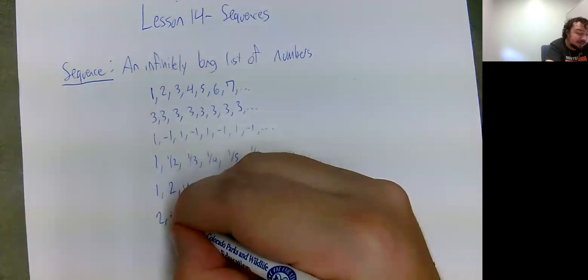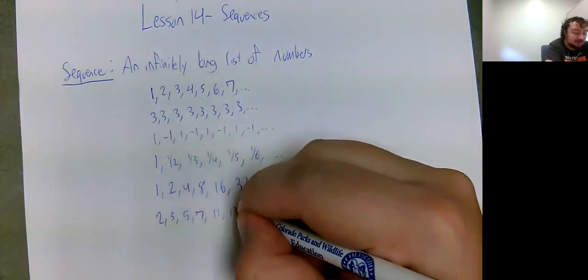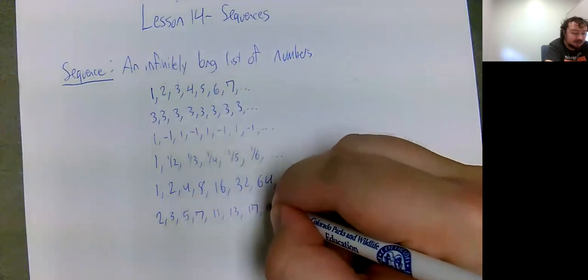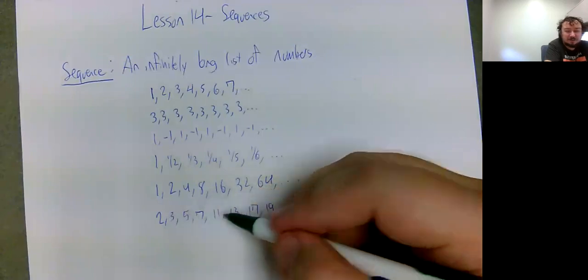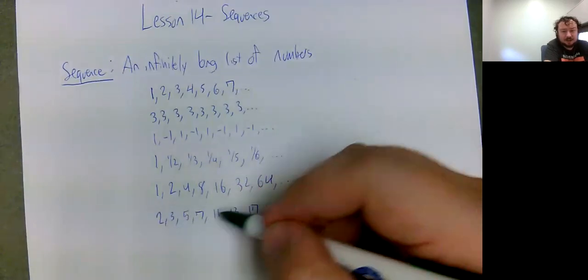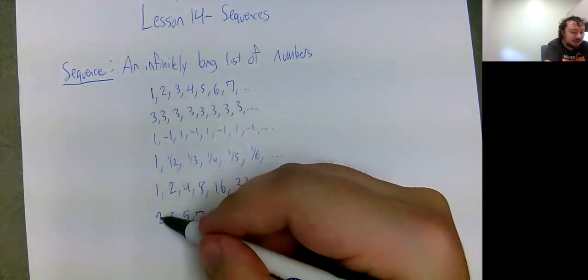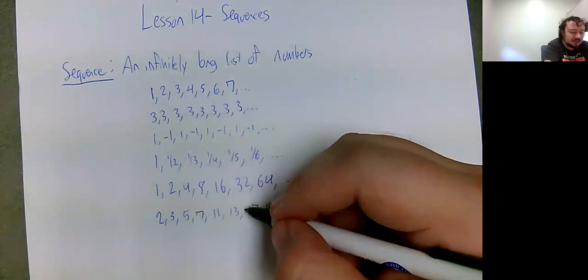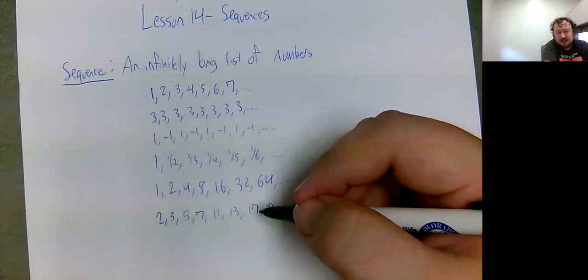Let's take a look at this list here: 2, 3, 5, 7, 11, 13, 17, 19. And this keeps going on forever. Now, for this one, it might be a little bit more difficult to recognize what's the underlying pattern here, because it mostly seems like a bunch of odd numbers, but then we have 2 at the beginning. But then we're also missing some other odd numbers. We're missing 9 and 15. So what's the pattern here?